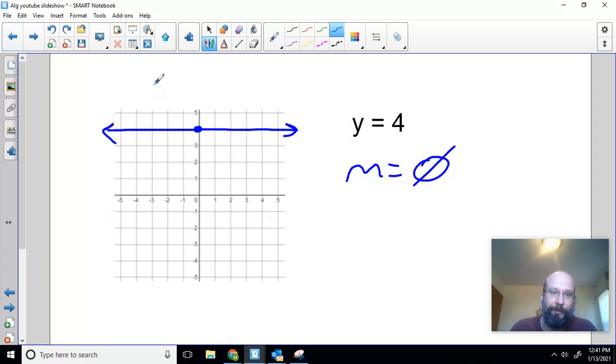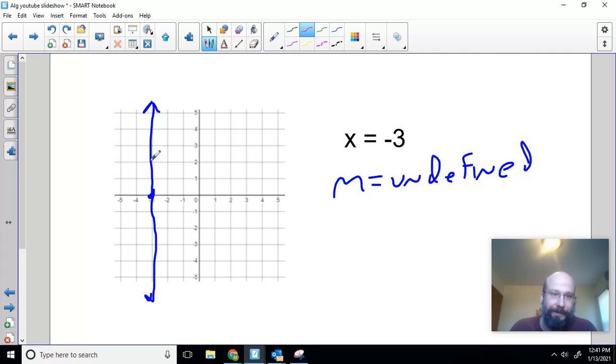Right, all of these points that are on this line y equals 4 are going to have a y value of 4, right? -4, 4, -2, 4, right? These are all 4. All of these points are going to have an x value that equals -3.